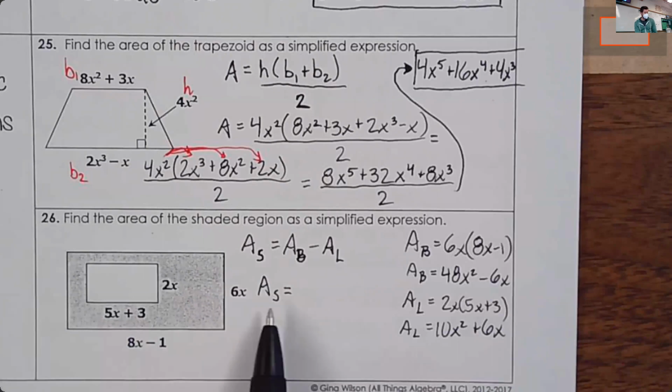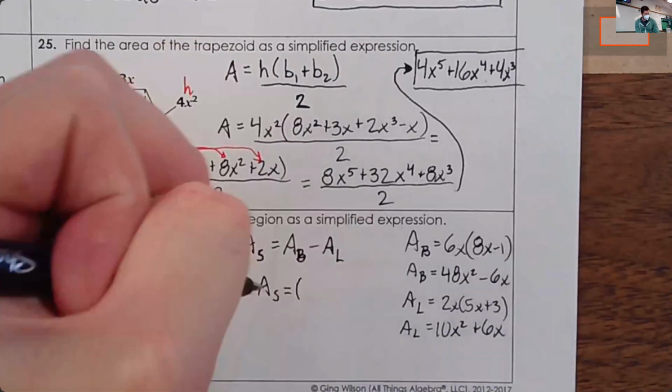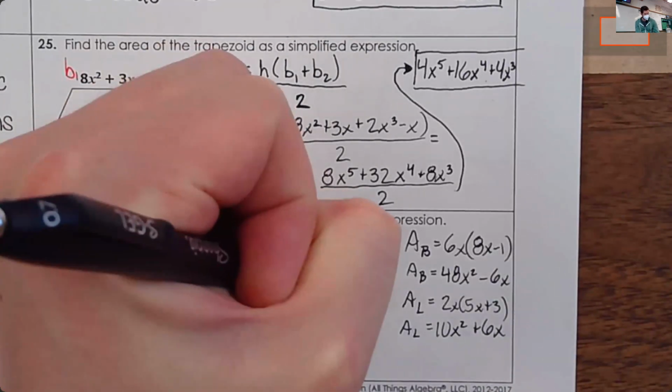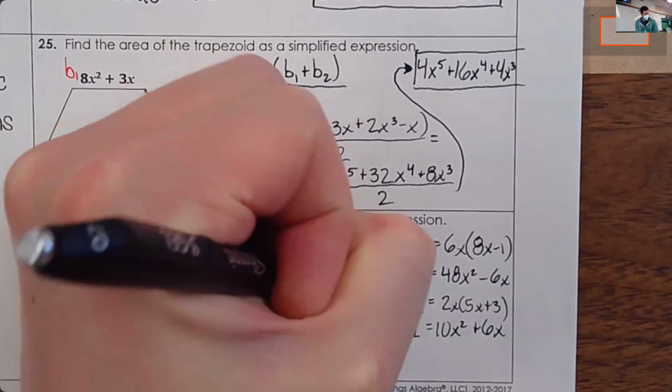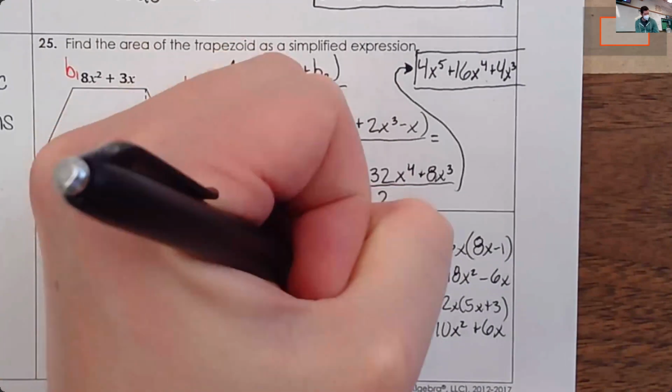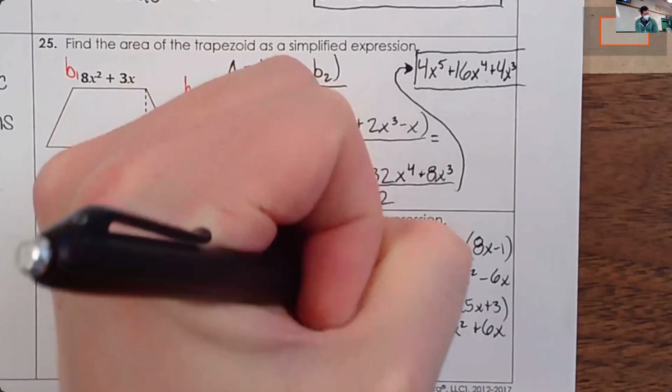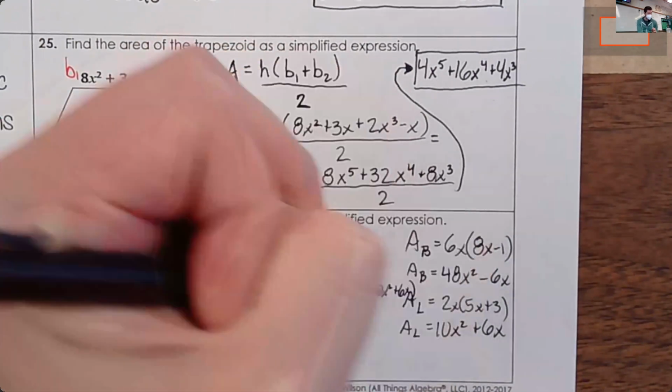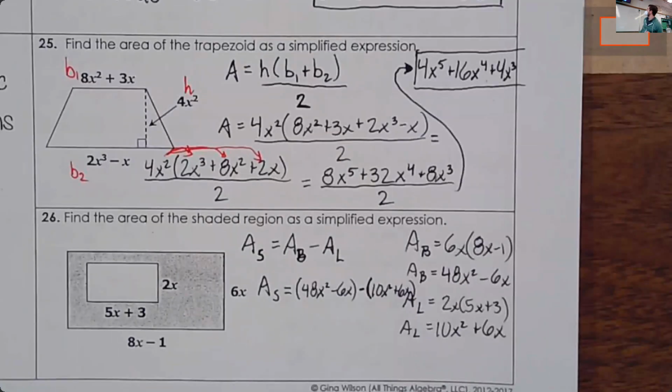And so the area of the shaded is going to be the big rectangle, 48x squared minus 6x, minus 10x squared plus 6x. Not leaving myself much room, I apologize for that. And I know that's really sloppy. I'm kind of writing on top of what I wrote over there. All right, I'll give myself some more space under here when we write the next step.